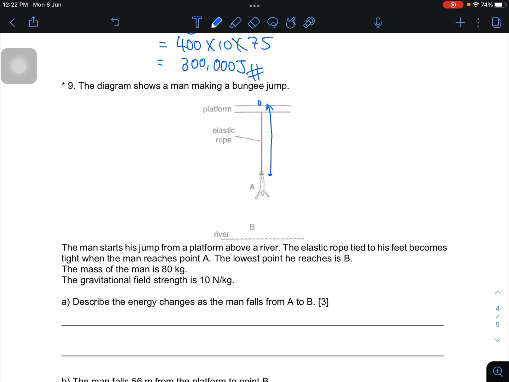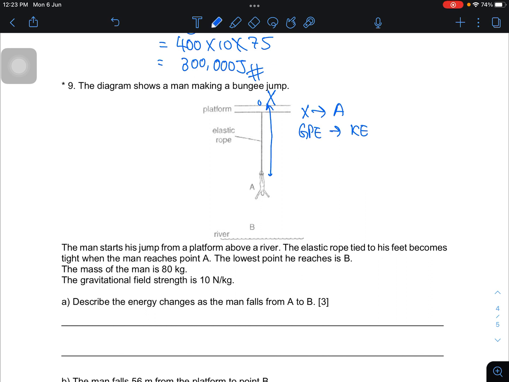From A to B, the man will actually start to move slower. So over here, let's call this point X. X to A, what is the main energy conversion? GPE to KE, because it moves faster and faster. How about A to B?